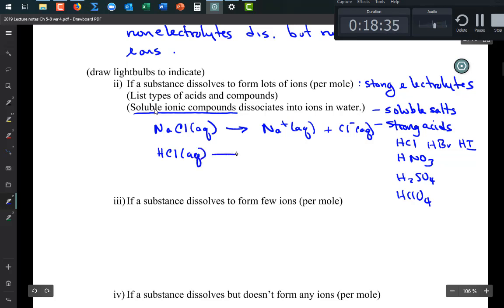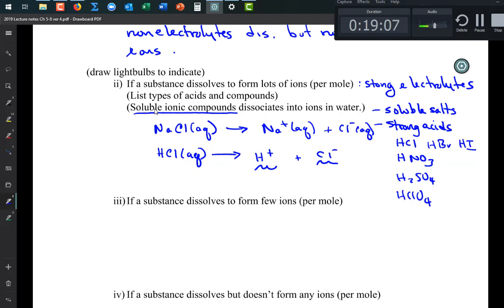But it forms H plus, and I'm going to do this. Remember what that means. That's aqueous plus Cl minus. Every mole of substance you put in breaks up and forms ions. So if I put one mole of HCl in solution, I would actually have a mole of hydrogen ions and a mole of chloride ions. I don't actually have any HCl left when I put HCl in solution because it completely ionizes to form the hydrogen ion and the chloride ion.